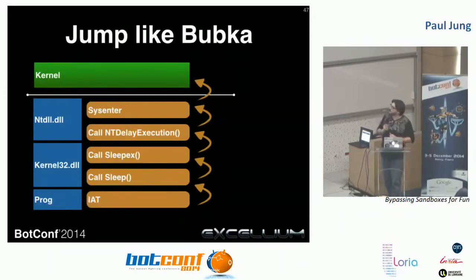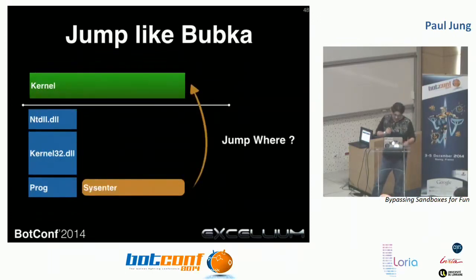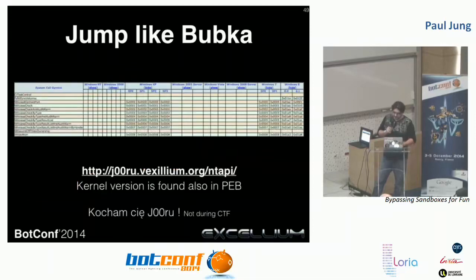Jump. So, little example. You have a program, okay? You just have to call a sleep, okay? So you jump in the IAT, jump to the sleep, it goes to sleep exec, it jumps to the NTDLL execution, and does a syscall to go to the kernel. Why not directly going to the kernel? It's possible. It's hard to do because every version of Windows has different syscall numbers, but some strange guys make lists of that. And it works. It's hard to maintain, but it works, and the sandbox sees nothing.